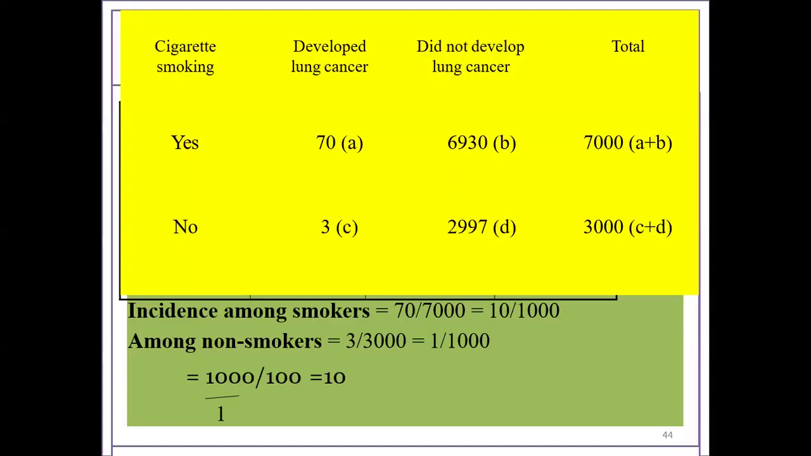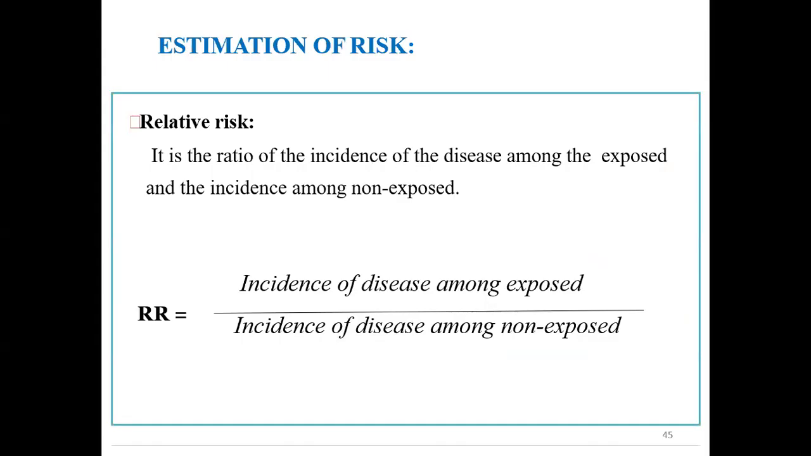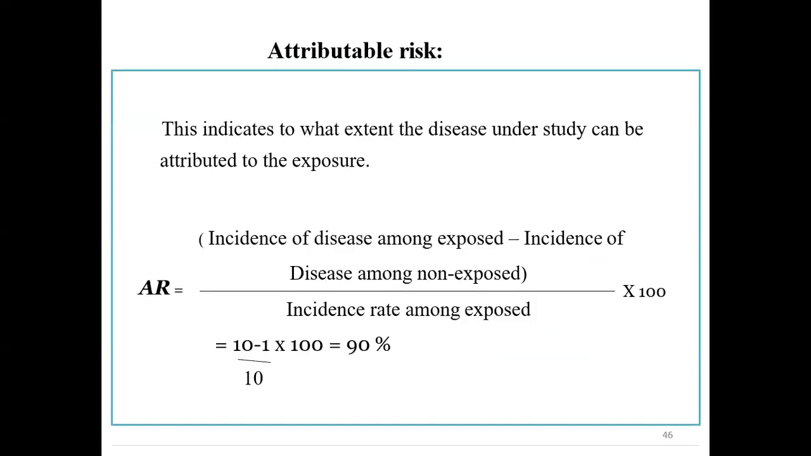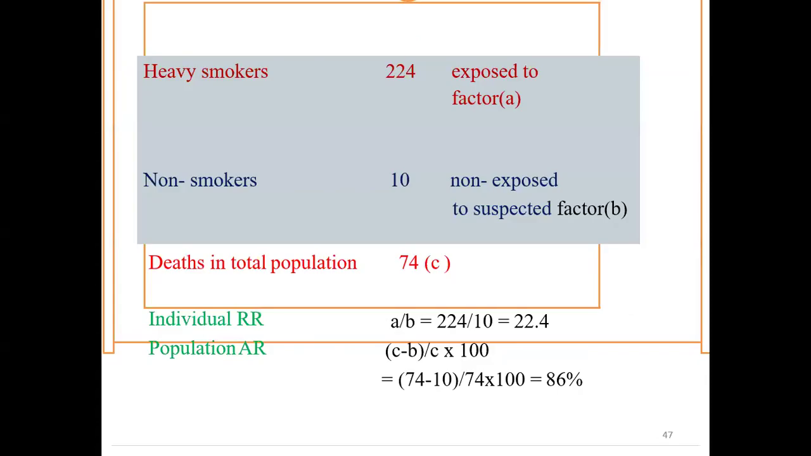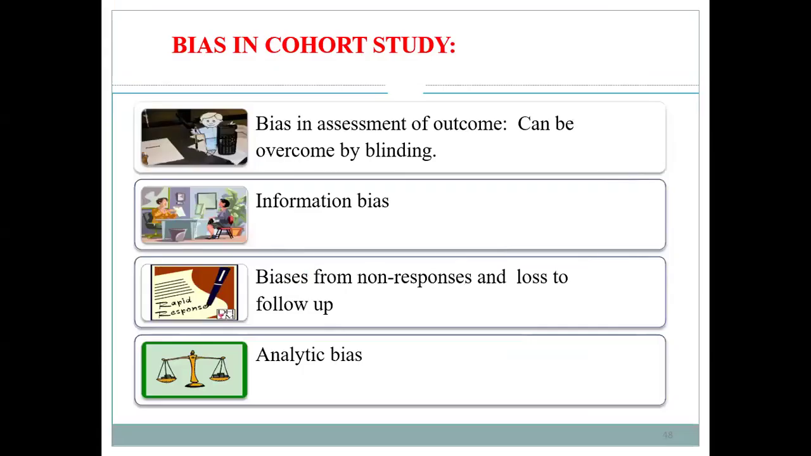So this is the same with the help of the example, how we calculate the incidence rate. Risk, we calculate the relative risk, which is equal to the incidence among exposed divided by incidence among non-exposed. And attributable risk, the formula is incidence among exposed minus incidence among non-exposed, divided by incidence among exposed, into 100. So these are the calculations, how we calculate the rates.